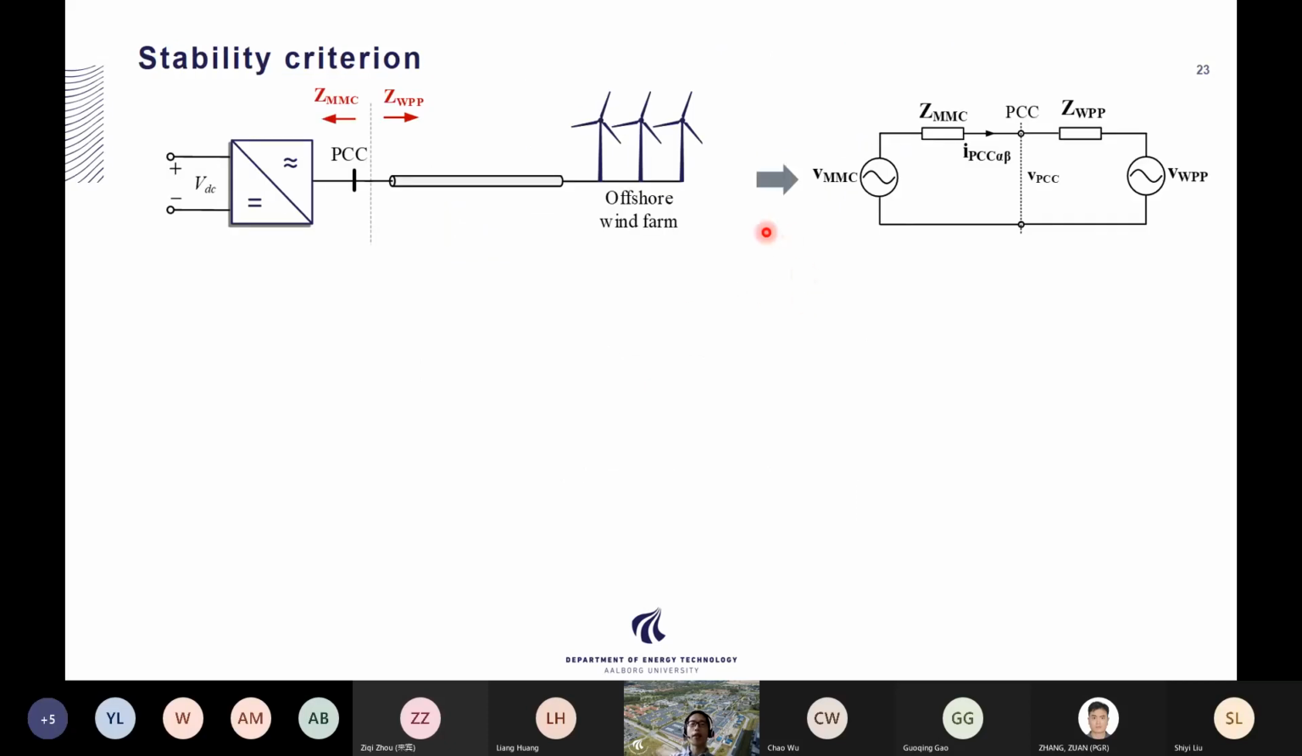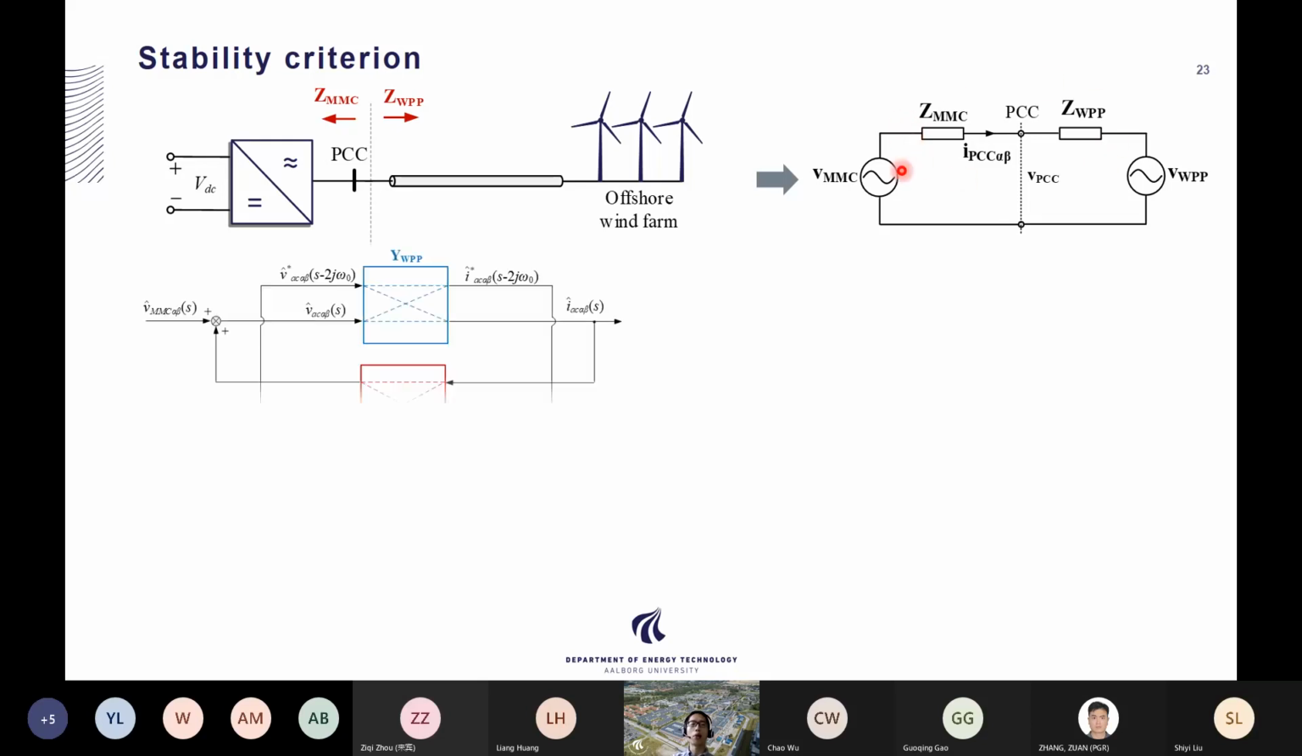For example, in this case, you can still have this impedance equivalent representation of the whole system, but please bear in mind this impedance here is a matrix, not a transfer function anymore. So you can still represent this block diagram of this circuit diagram, but you can see here both the impedance or the admittance of the wind power plant and MMC have the matrix representation, so it is two inputs and two outputs with coupling therein.